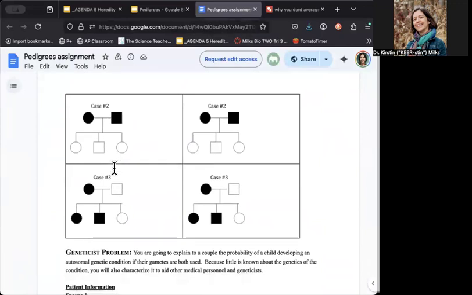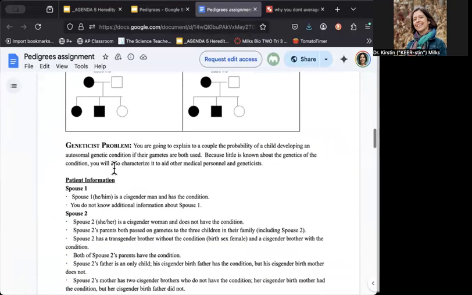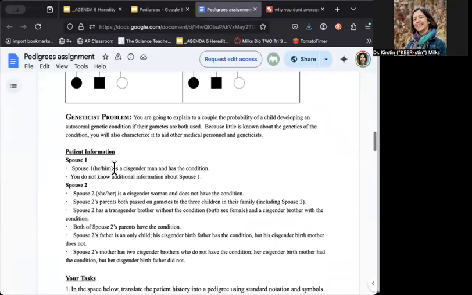Please do that now. All right, next up, this is the genesis problem. You're going to explain to a couple the probability of a child developing an autosomal genetic condition if their gametes are both used. Because little is known about the genetics of this condition, you're also going to characterize it to aid other medical personnel and geneticists.